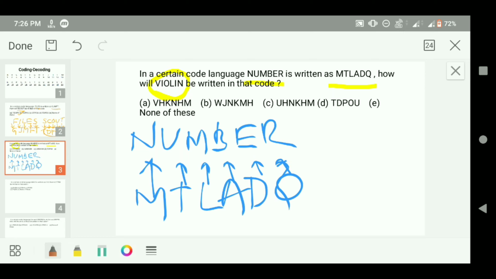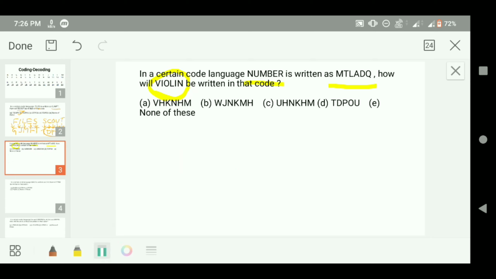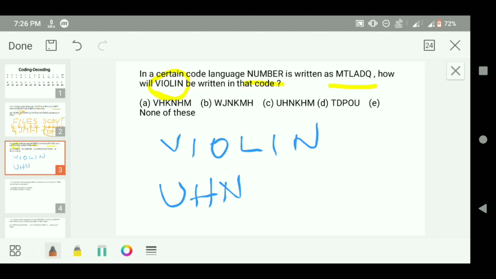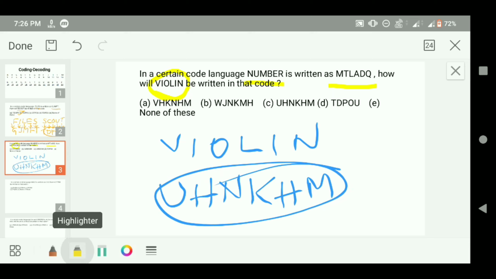Then in the same way for VIOLIN we need to write in reverse order. Before V we get the letter U, and before I we get the letter H. Likewise, we need to write for each and every letter. Then our answer will be U, H, N, K, H and M. And the option will be C.